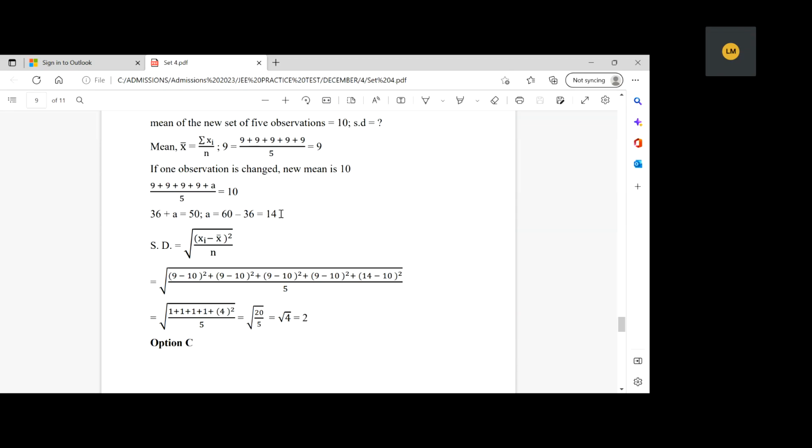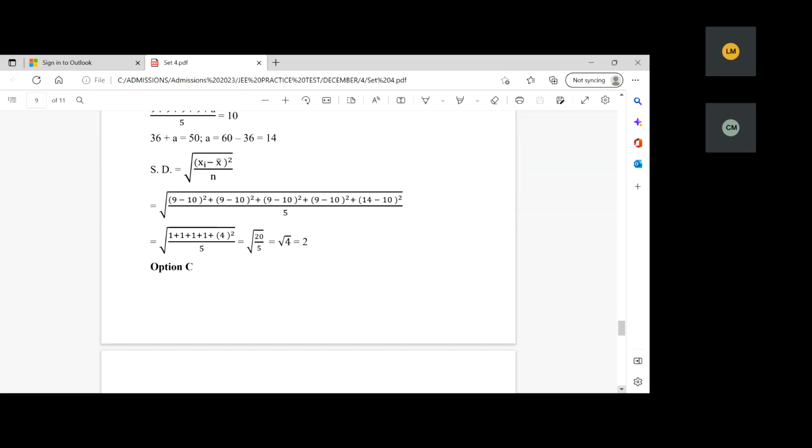Now moving on to the second case, they have told us that they have changed one observation. So it is 9 plus 9 plus 9 plus 9, that is the four ones, and then plus a by 5 equal to 10. I have the value of a as 14. Then I can just substitute in the standard deviation formula. It's root of xi minus x bar the whole square by n that I have studied. So it will be root 20 by 5 and it is root 4 which is equal to 2.